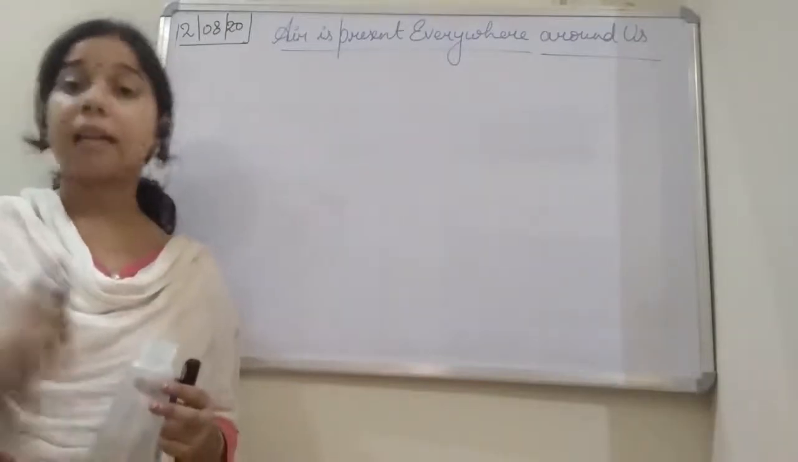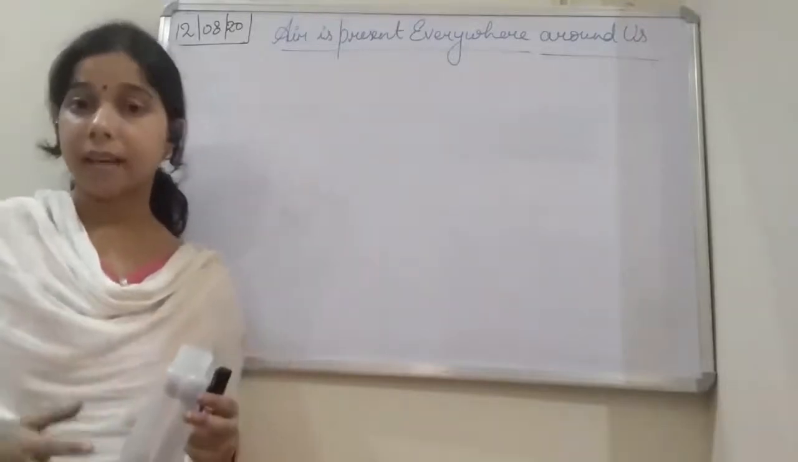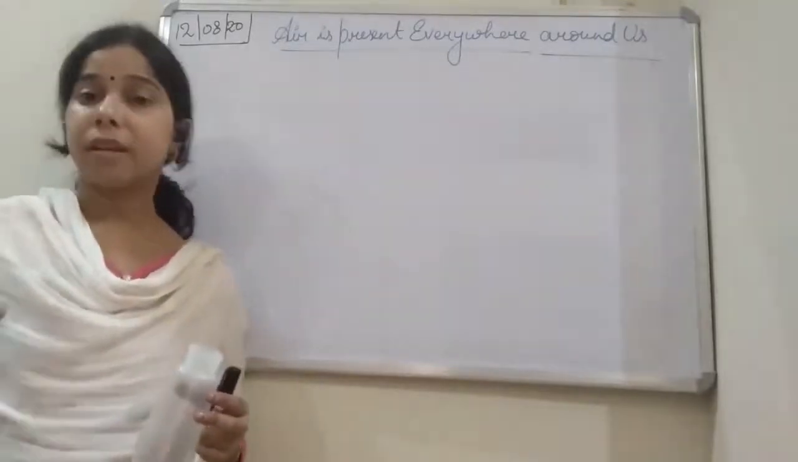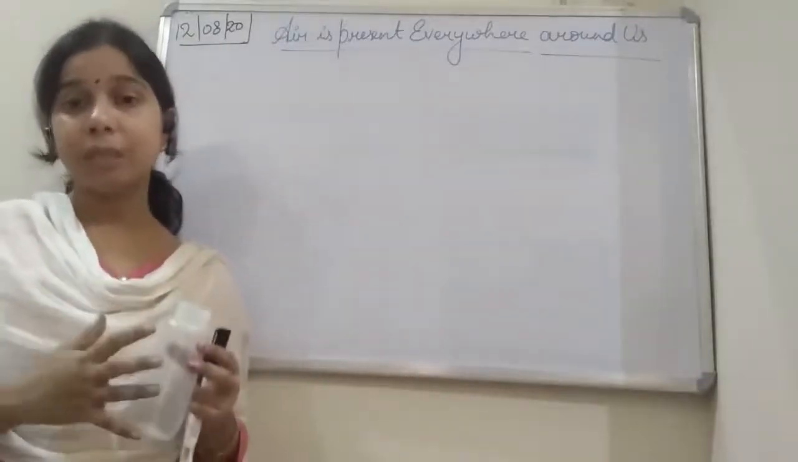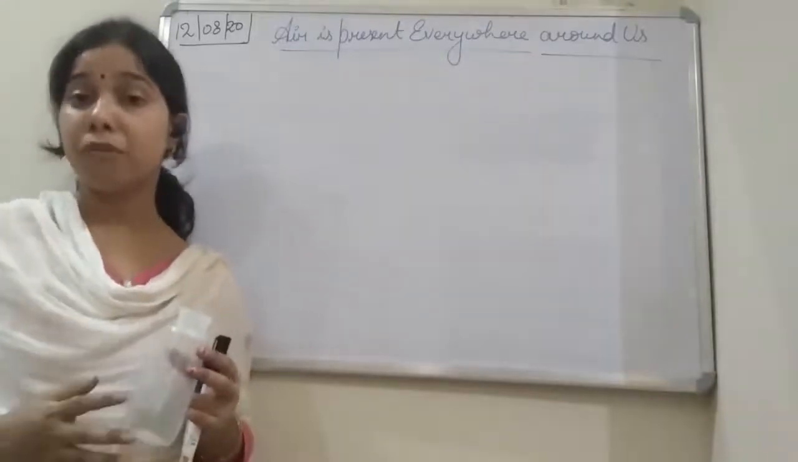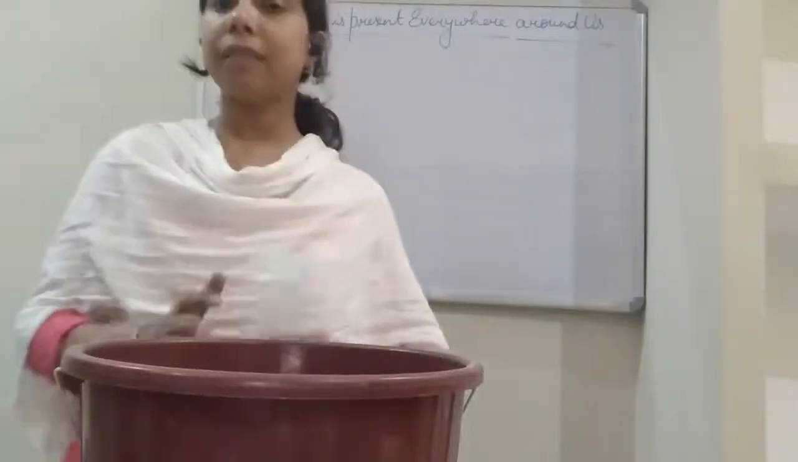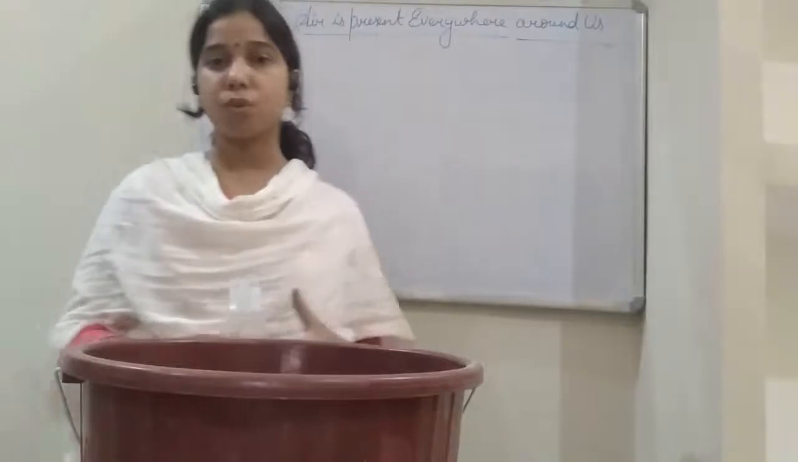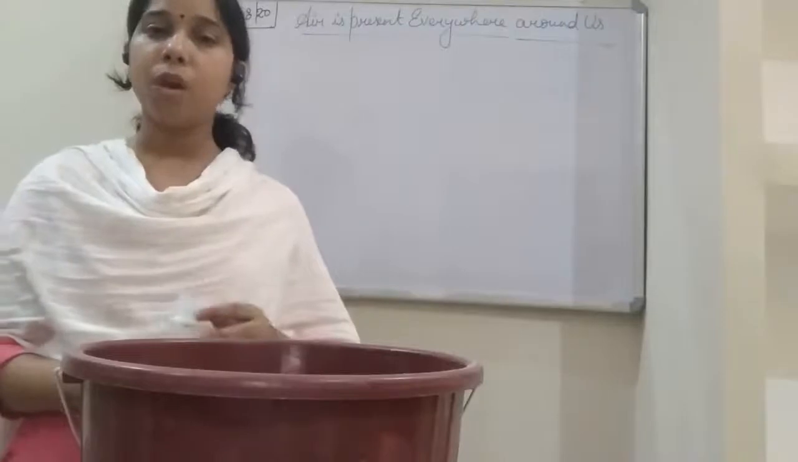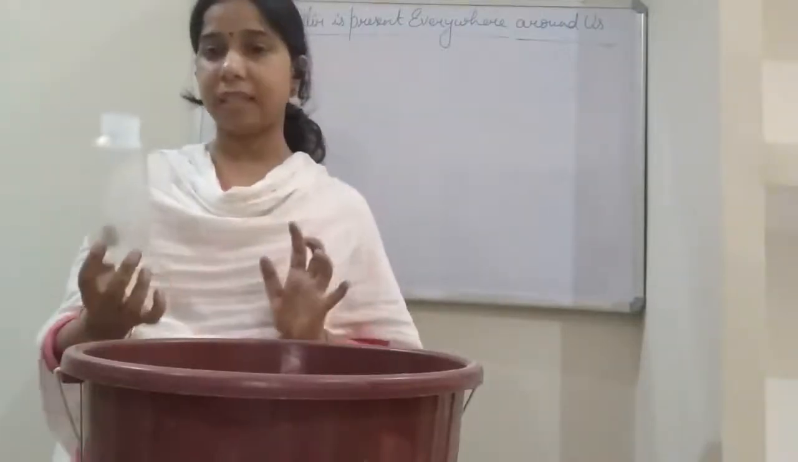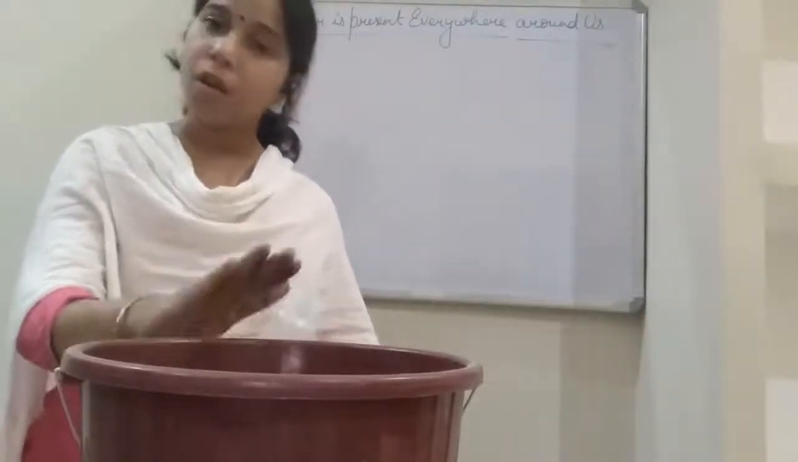For this, an activity is given in your book, in which we will try to understand how air, which is present around us and also in the empty container which seems to have nothing in it, can be proved to be there. For this activity, in which we have to show that air is present in this water bottle, we have to take an empty bottle as well as a bucket which is filled with water.